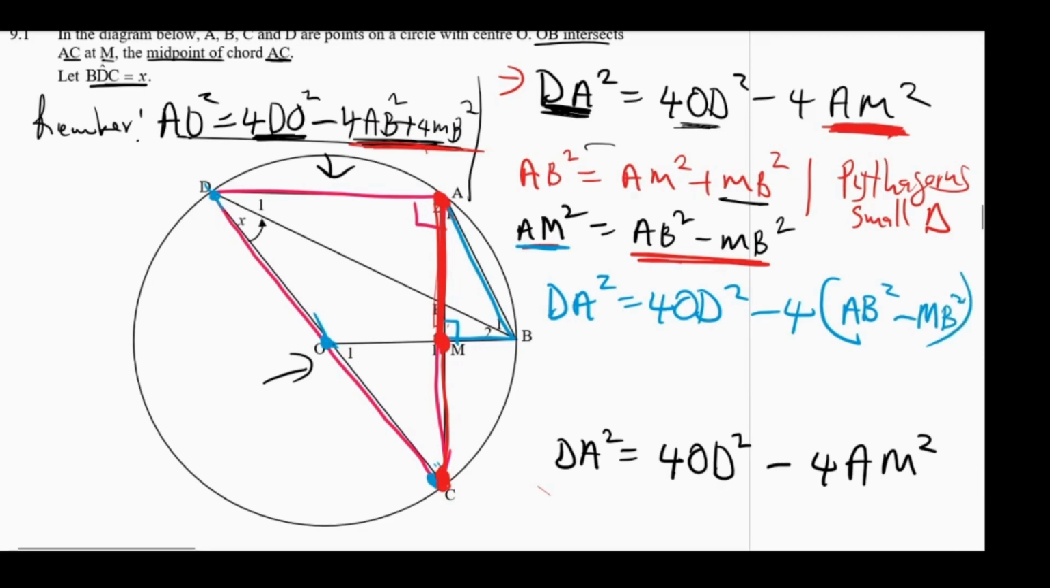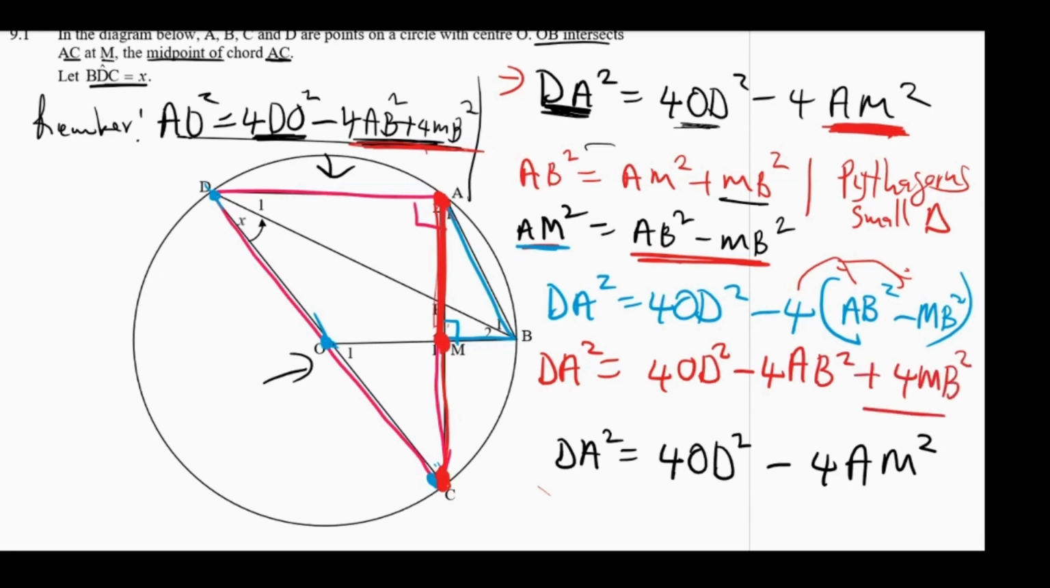And therefore, final answer, so it's DA squared is equal to 4OD squared, and therefore multiply everything that is inside, so it's going to be minus 4AB squared plus 4MB squared. So this would be your solution for this problem here, which, as you can see, is similar to what the question required. So that is your final answer.